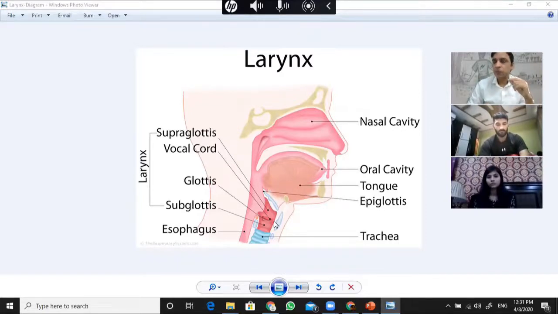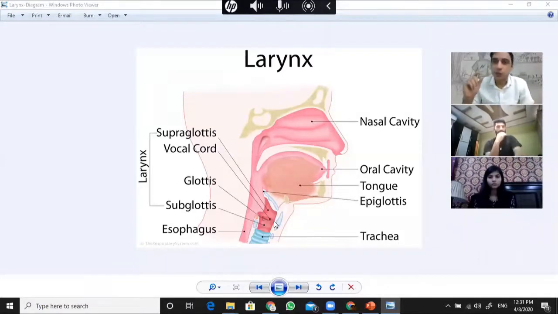Next, our cheeks, our tongue, and our lips mold the sound to create words and languages. If you try to speak without moving your cheeks, tongue or lips, you will not be able to create any word. It will just be a sound, only the sound. So with the help of the cheeks, tongue and lips, we are able to mold that sound to create words. That is how it works.